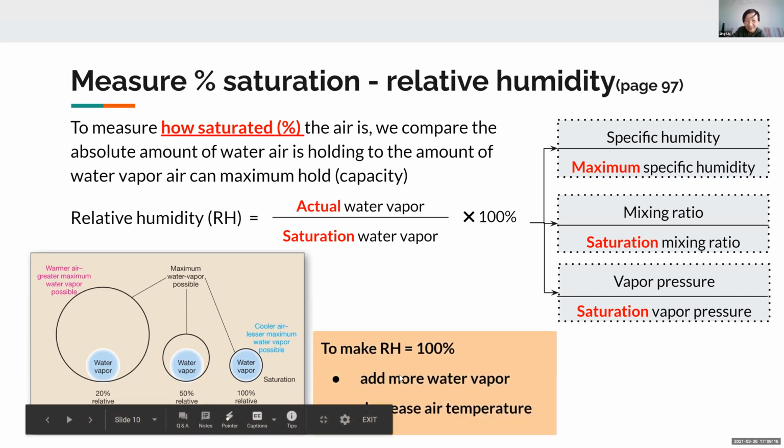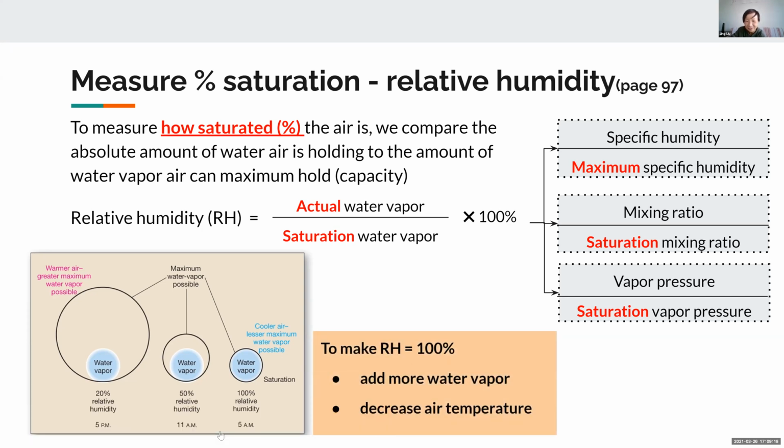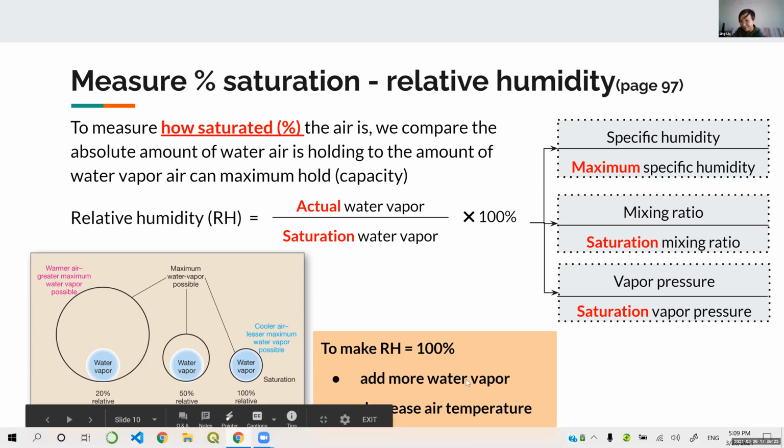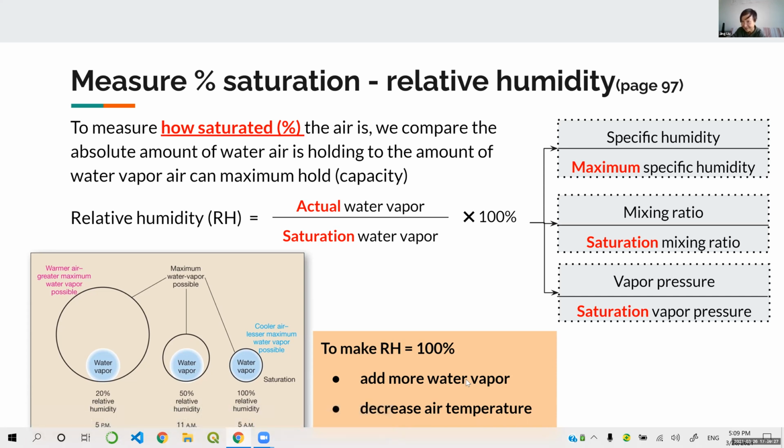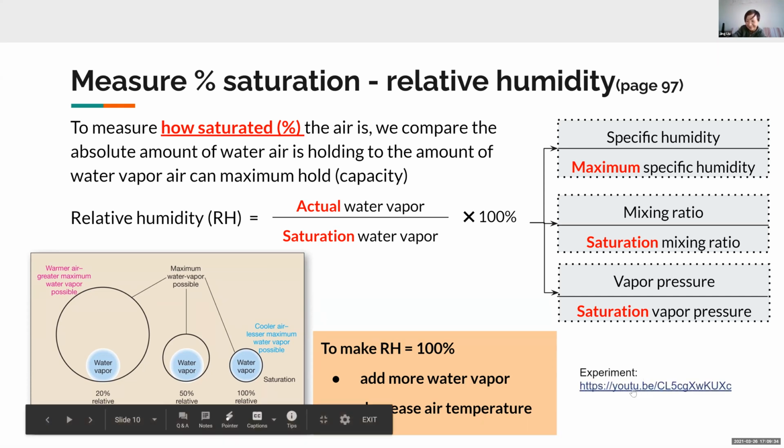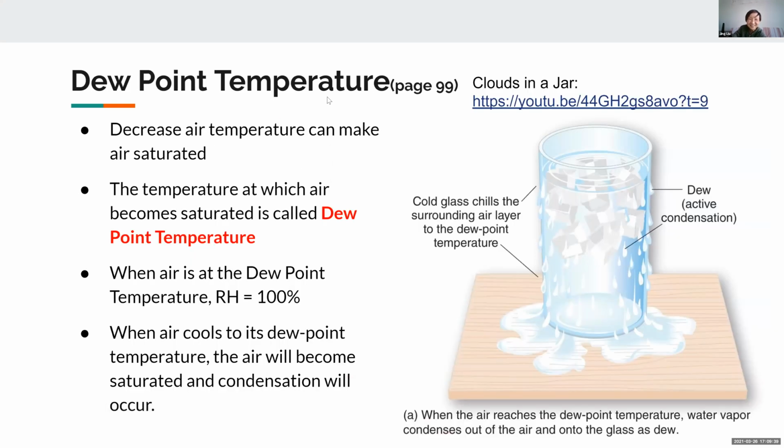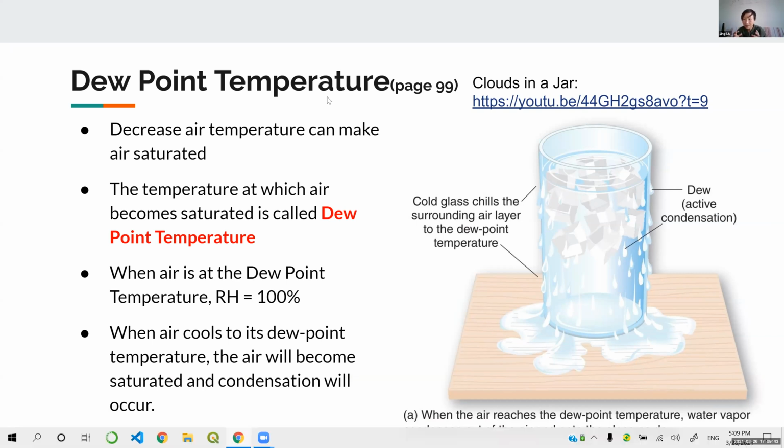Another very important thing is how to make the air saturated. You can do two things. Of course, you can have more evaporation and more water vapor, but another very commonly seen way is to cool the air as it goes up in the sky. So check out this experiment to make a cloud in a jar. As I said before, if you cool your air, you can shrink the capacity and make the air saturated.